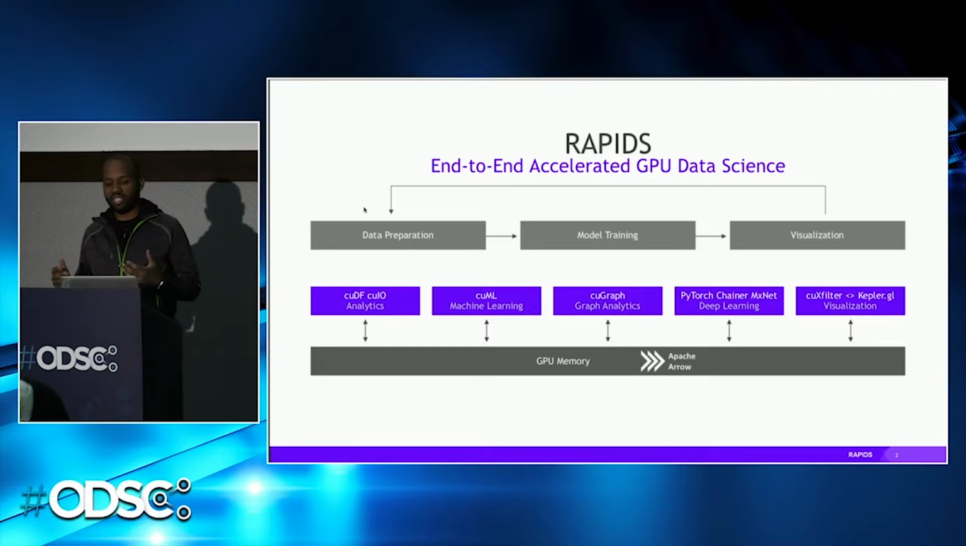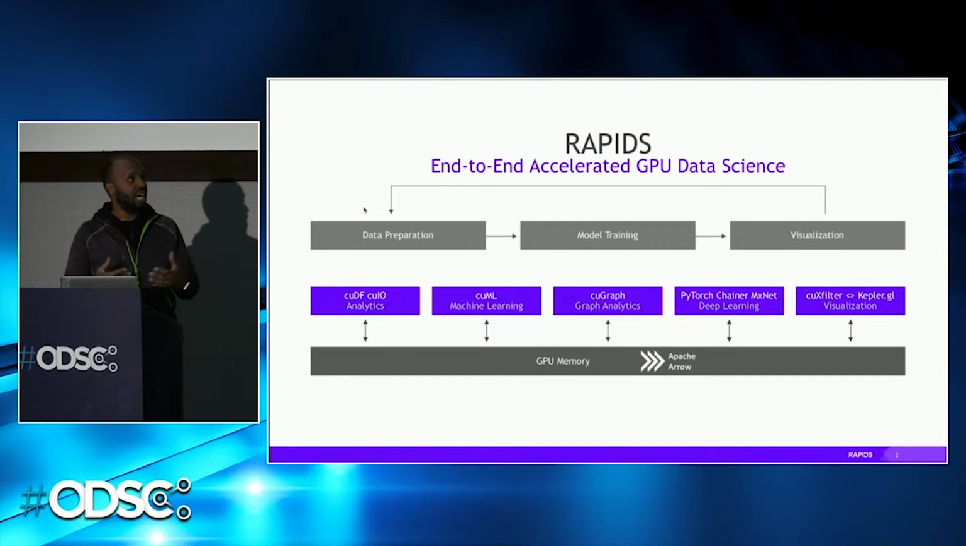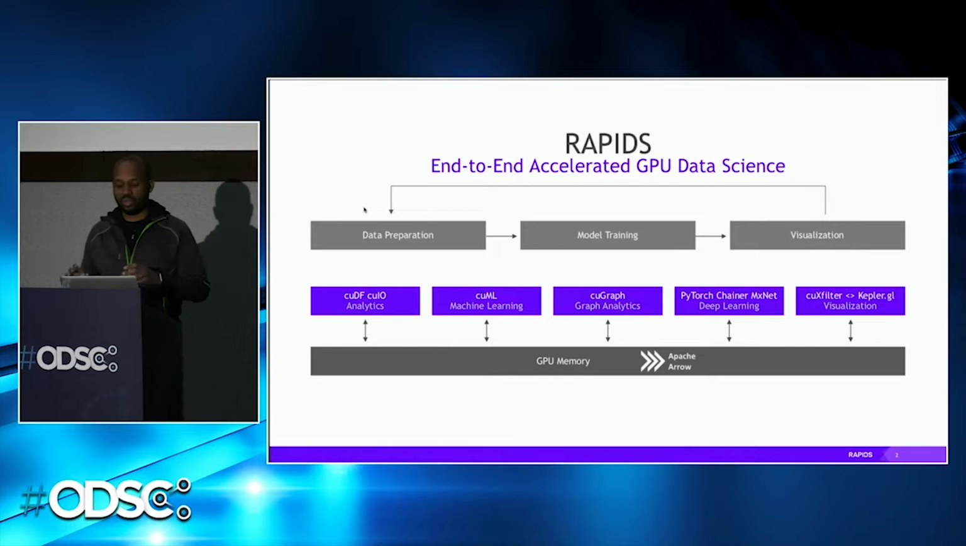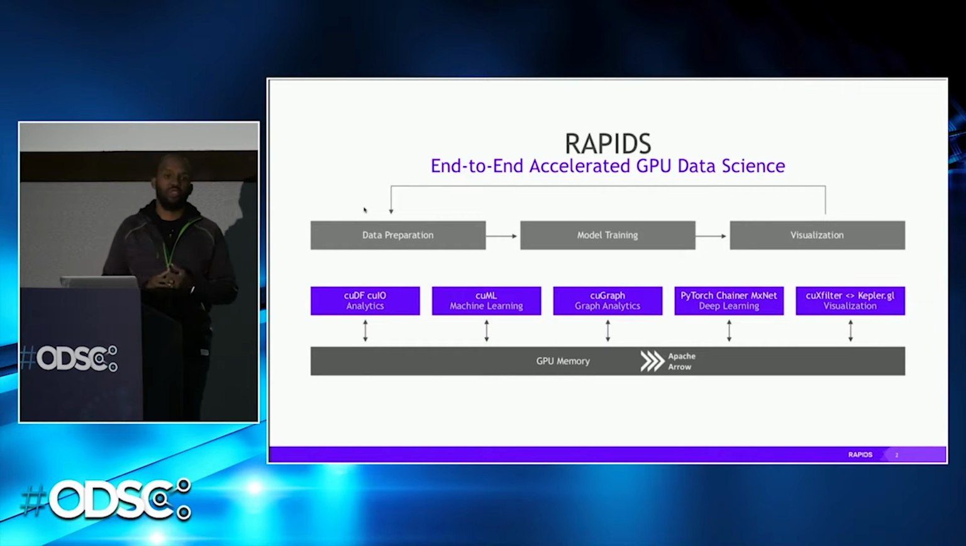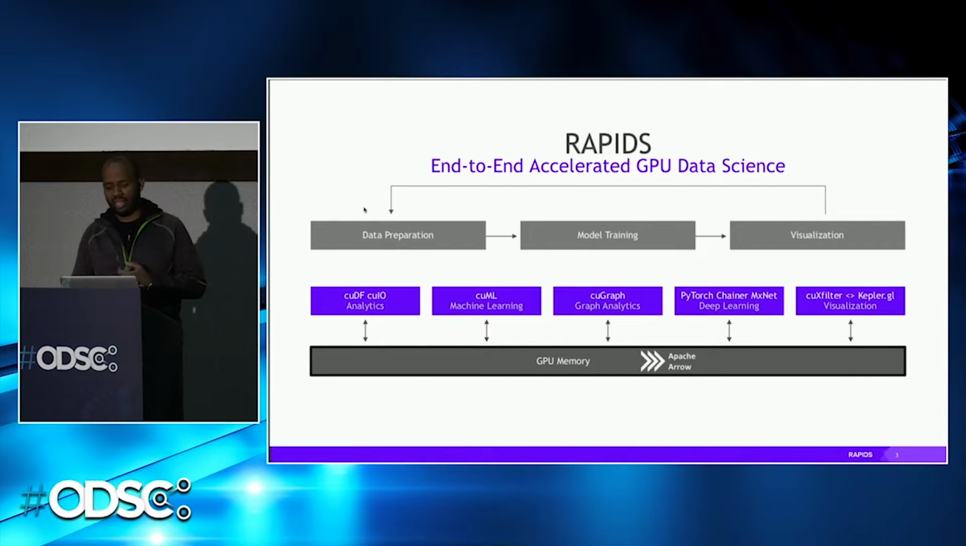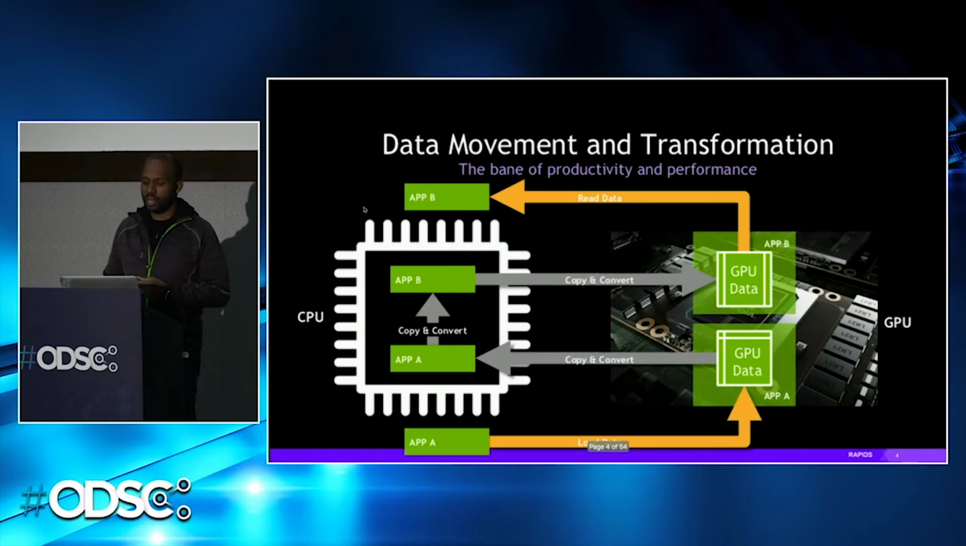So RAPIDS is our end-to-end accelerated GPU data science set of libraries and tools, really to help people go from data prep to training to visualization. But before I jump into the library, I first want to talk about the motivation for why we built this. So I'm going to start with really our foundation, which is built on Apache Arrow.